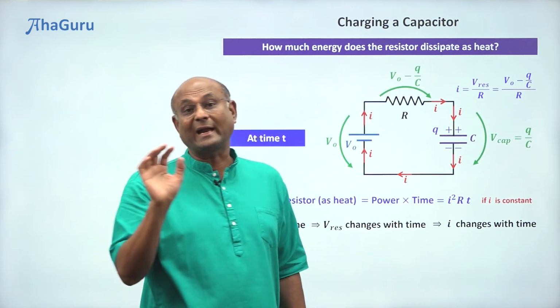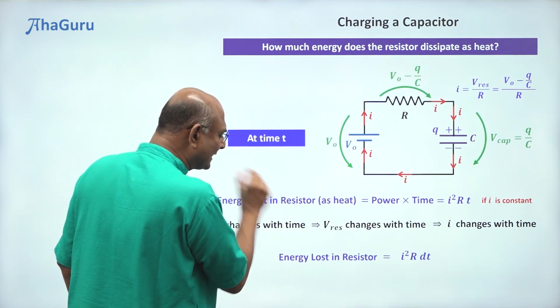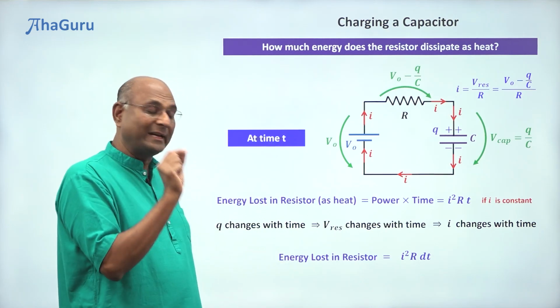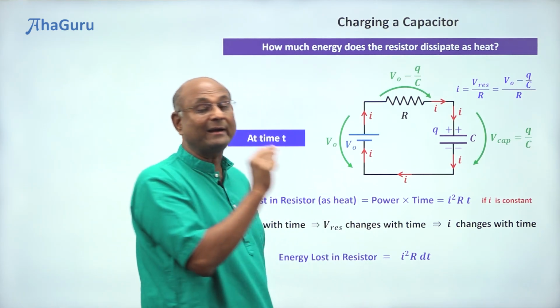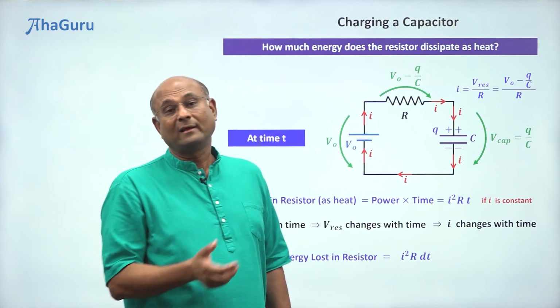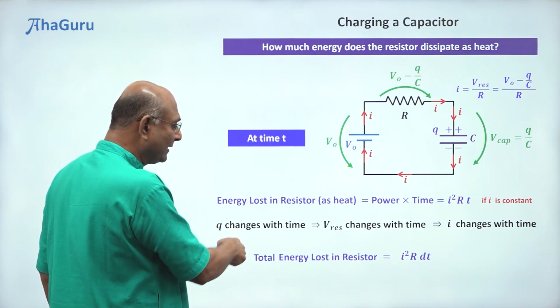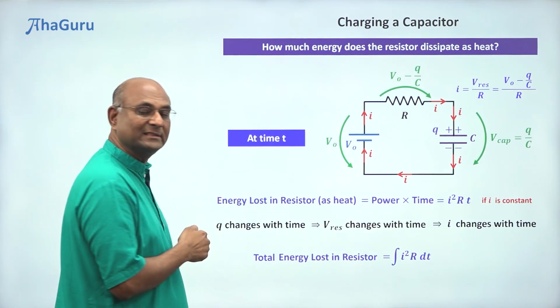So you can assume that the current will be almost constant for a tiny interval of time. So for that little time, we can say the energy lost in the resistor is I squared R dt. But if I want the total energy dissipated by the resistor, then I need to integrate this.